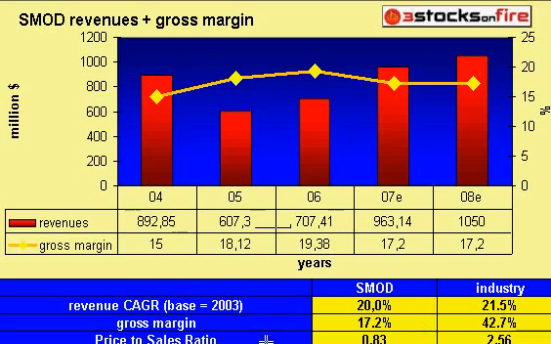Price to sales ratio, it is 0.83 for SMOD, and for the industry average it is much higher at 2.56. So the price to sales ratio reflects the lower gross margin for our company.